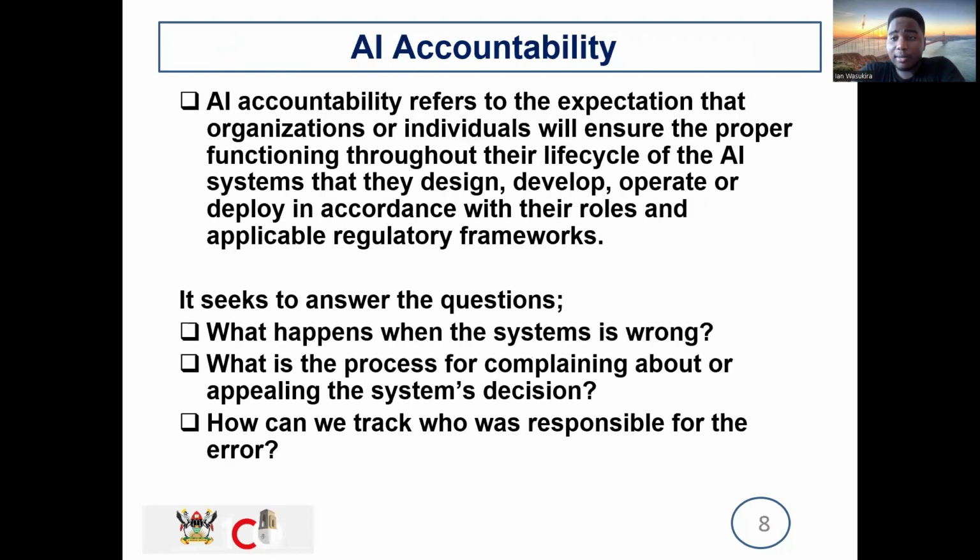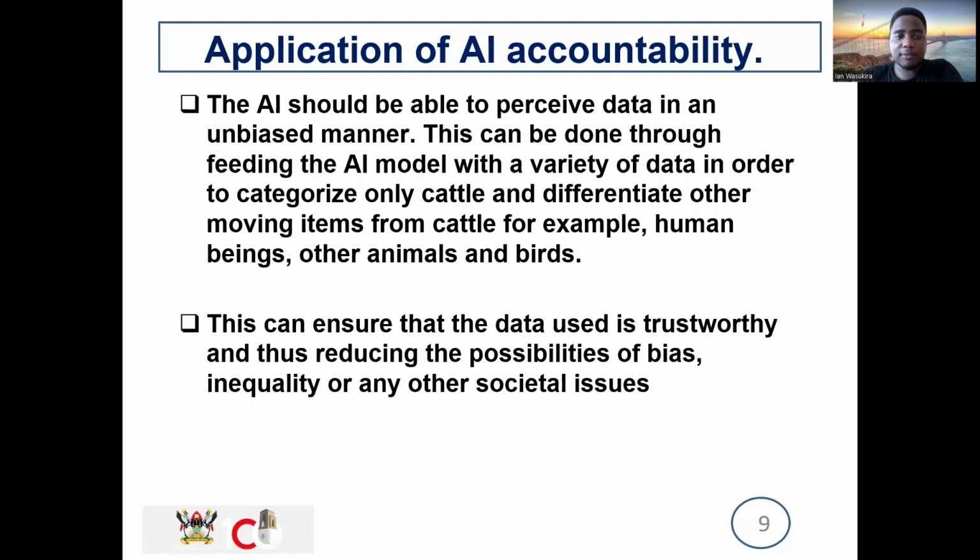I'm also going to take you through AI accountability. AI accountability refers to the expectation that organizations or individuals will ensure the proper functioning throughout their life cycle of the AI systems that they design, develop, operate, or deploy in accordance to their roles and applicable regulatory frameworks. It seeks to answer questions such as, what happens when a system goes wrong? What's the process of complaining about or appealing the system's decisions? How can we track who's responsible for the AI in case of error? So this is what we seek to answer when it comes to AI accountability.